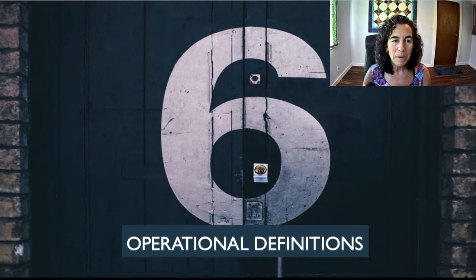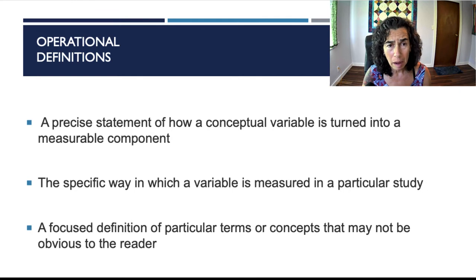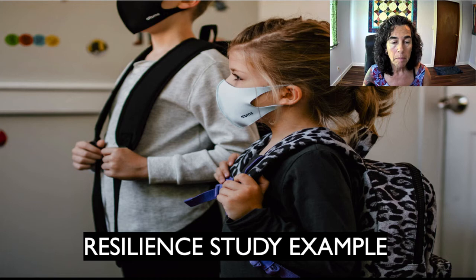All right, then we have operational definitions. So an operational definition, and you will have these in your literature review, is a statement about how a concept is turned into a measurable component. The specific way in which a variable is measured in a particular study, and a definition of a term or a concept that might not be obvious. So we could measure, for example, we'll go to my example, we could measure resilience in a number of ways.